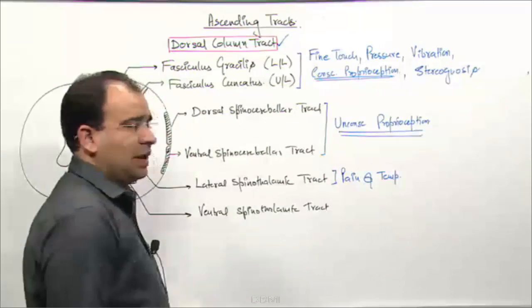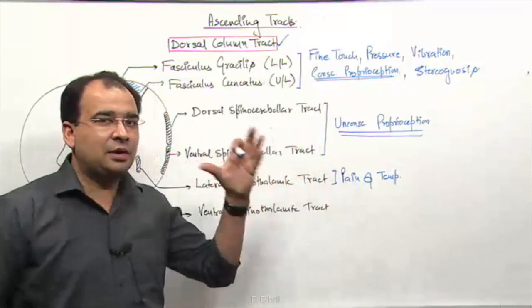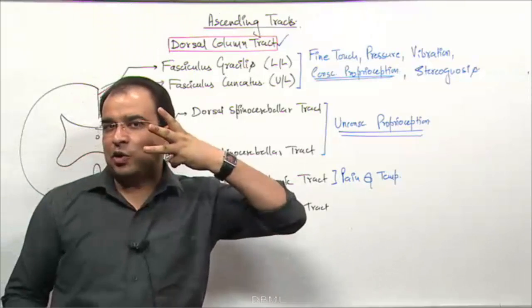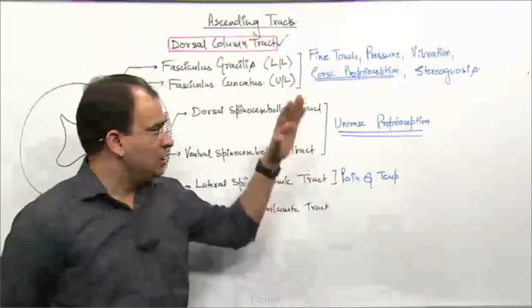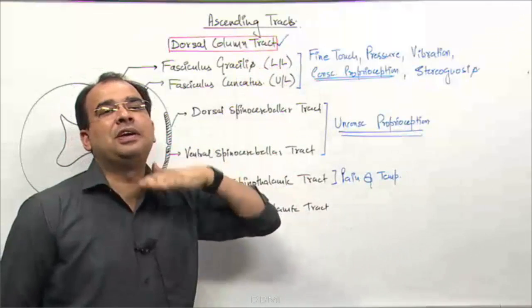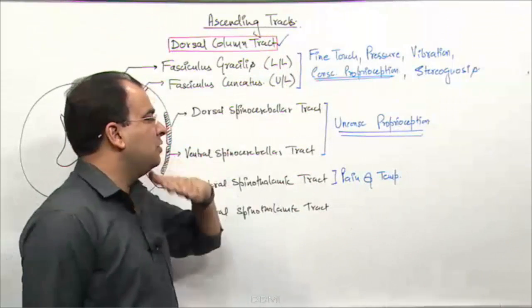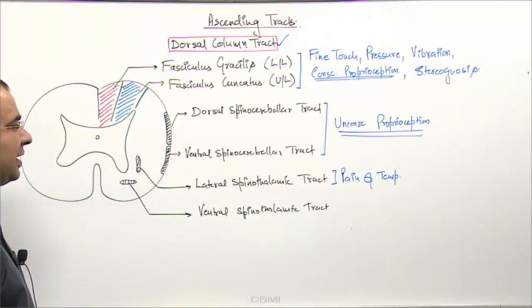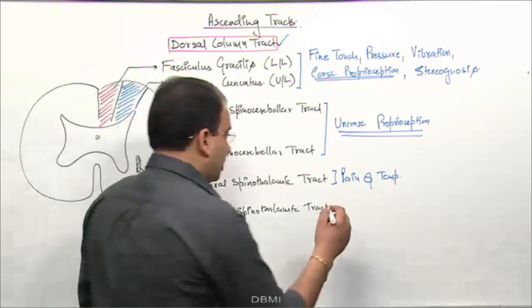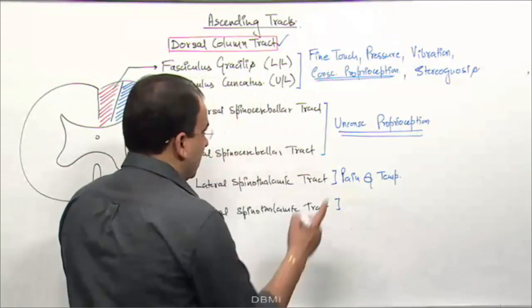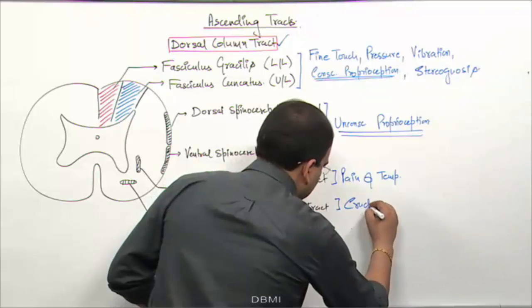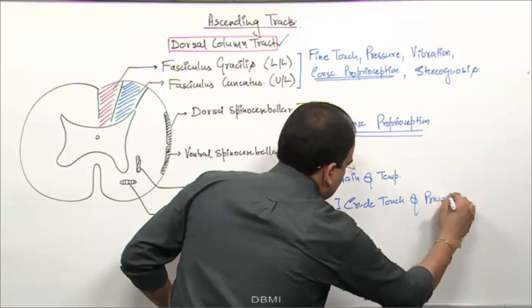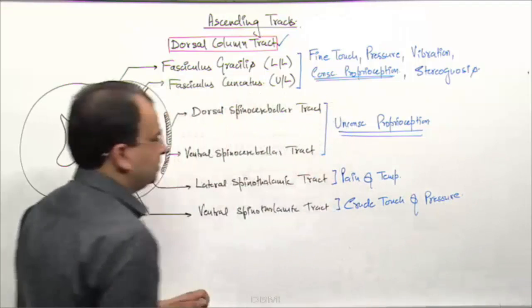The pain and temperature, except face. I mean, none of these tracts is related to face. For the face, we have altogether a different scene over there. We have the trigeminal nerve which is doing everything. So we are talking about the sensation below the face and neck. So pain and temperature below the face is carried by the lateral spinothalamic tract, whereas anterior spinothalamic tract is for touch and pressure, and this time it will be crude touch. Crude touch and pressure.